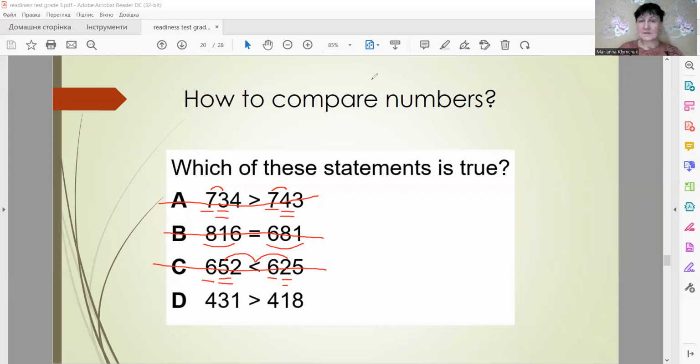Okay, here, the last one, let us discuss. Again, I start with hundreds. Here I see they are the same. If they are the same, I move to tens. Now I see 3. 3 is greater than 1. Is it true? Yes, it's true. So that's why this statement is correct.